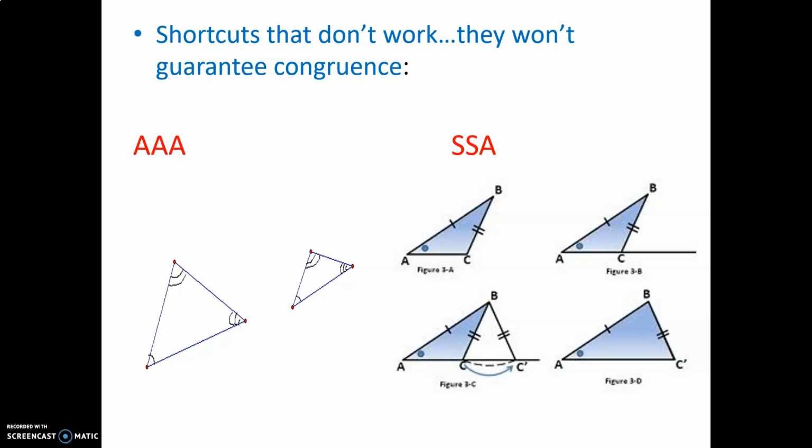Now these are the two that do not work. AAA does not work because look how these angles, this one is equal to that one, this with the 2 marks is equal to this with the 2 marks, and this with the 3 marks is equal to this with the 3 marks. So the corresponding angles are equal, but you can definitely see that the two triangles are not congruent. So AAA does not work.